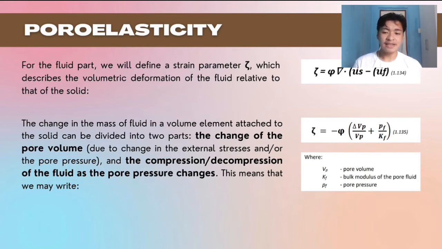So the change in the mass of fluid in a volume element attached to the solid can be divided into two parts. The change of the pore volume due to the change in the external stress and or the pore pressure, and the compression decompression of fluid as the pore pressure changes. So this means we can write the formula of volumetric deformation like this, where B sub P is pore volume, K sub F is bulk modulus of the pore fluid, and P sub F is pore pressure.